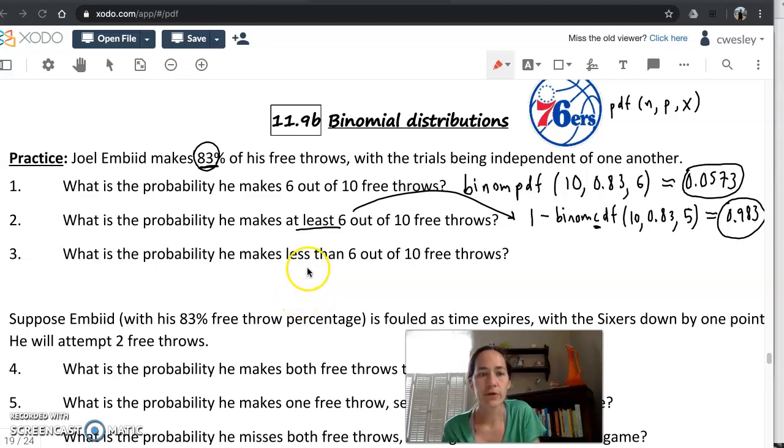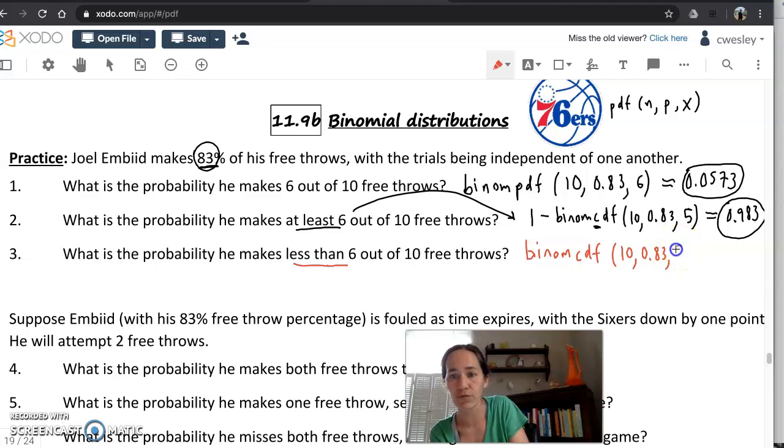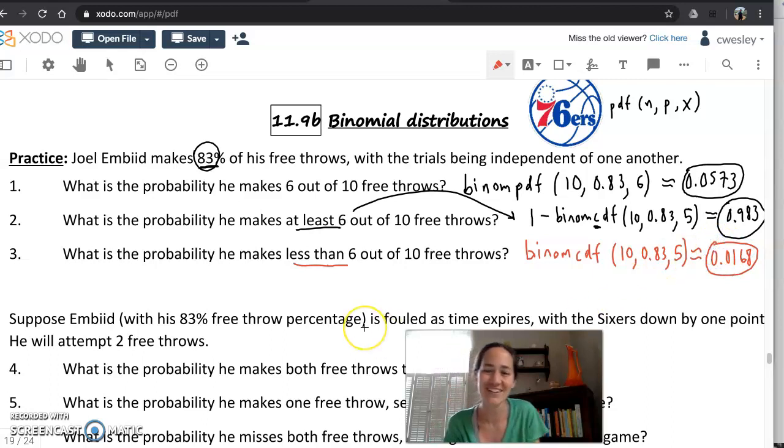Then we look down to number 3, where it's asking what's the probability he makes less than 6 out of 10 free throws. That makes me think of just a straight CDF. Less than 6 would be 5 or less if you think about it. Since we want to add up cases here, I want a binomial CDF. We still have 10 trials and a 0.83 chance that he makes the free throw. That's adding up the cases that he makes 0, 1, 2, 3, 4, or 5. If you pause the video and type this in, check your answer with this: 0.0168.